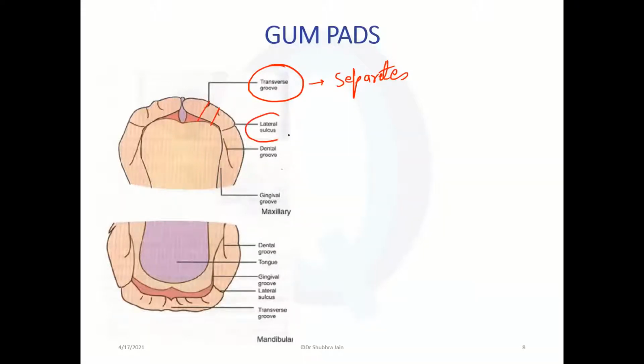Next is the lateral sulcus. Lateral sulcus lies between the canine and first molar. There are no premolars in deciduous dentition. So it lies between the canine and first molar. A lot of questions have been asked. Next is the dental group. It is in the region of first molar and it crosses the arches. Next is the gingival group.